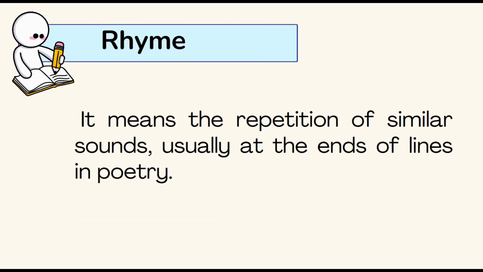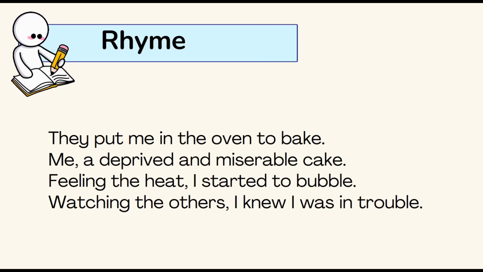The next literary device is rhyme. It means the repetition of similar sounds, usually at the ends of lines in poetry. Example, they put me in the oven to bake, me, a deprived and miserable cake. Feeling the heat, I started to bubble. Watching the others, I knew I was in trouble.